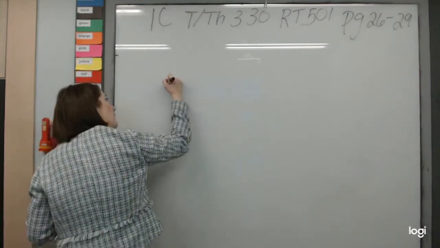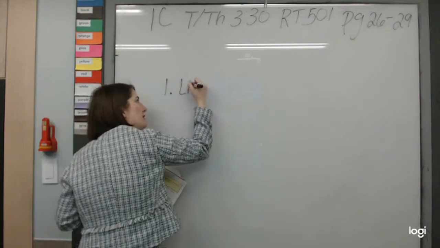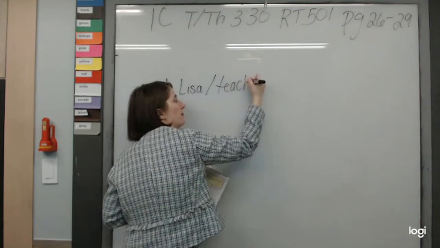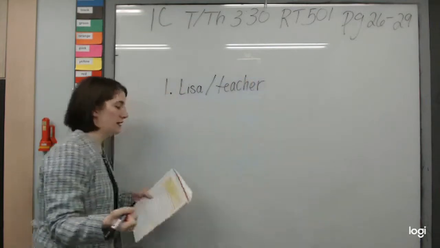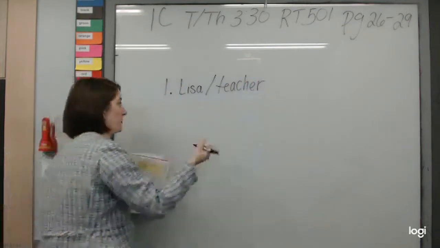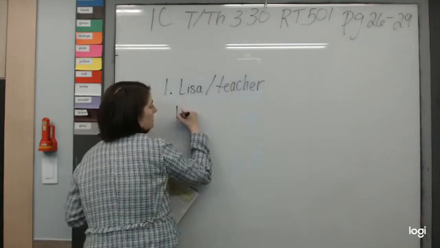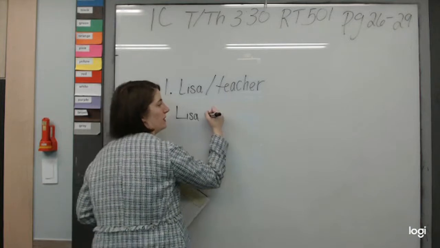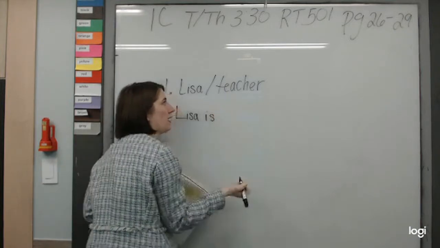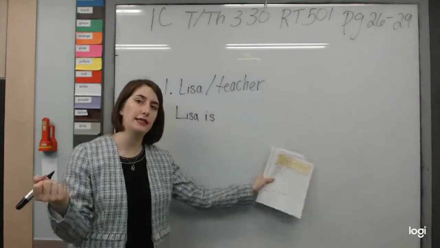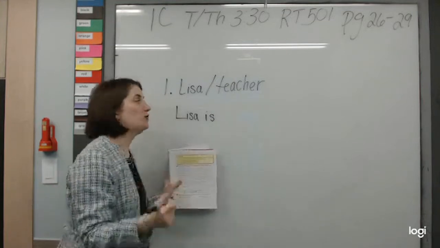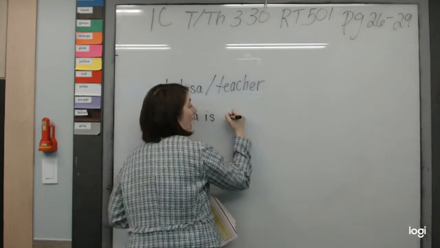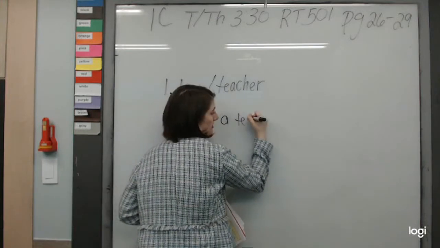So, for number 1, it shows us Lisa, teacher. Okay? So, Lisa is a girl, all right? So, we want to say Lisa, and what her action is. Lisa is, and we're not just going to say Lisa is teacher. In English, we need to use articles. Lisa is a teacher.